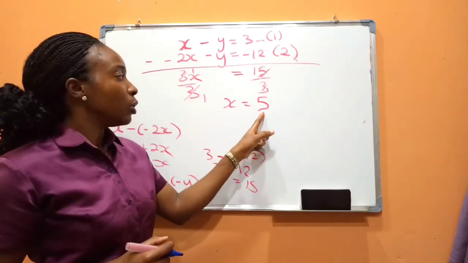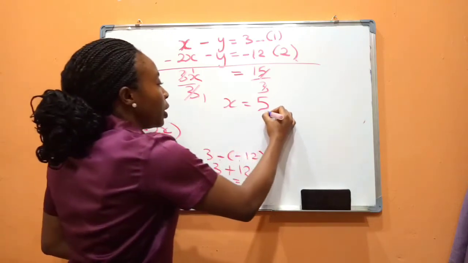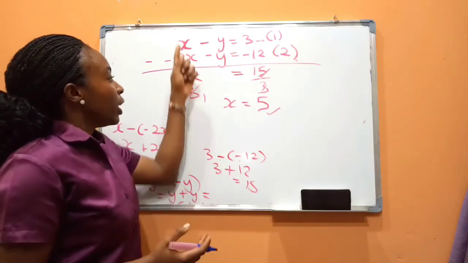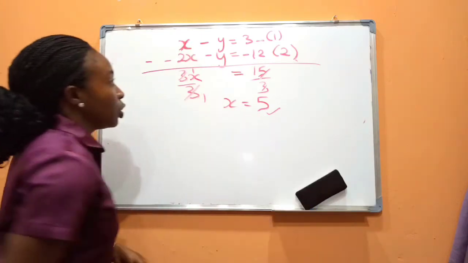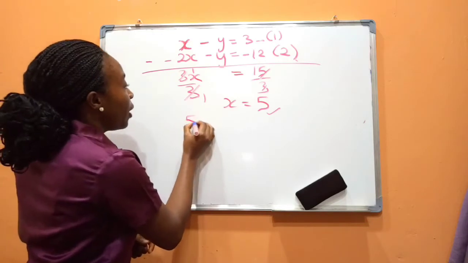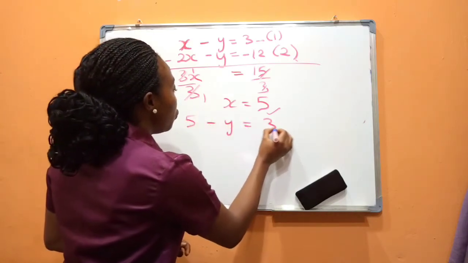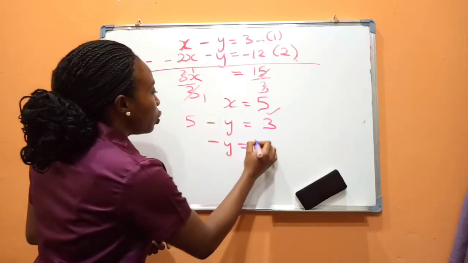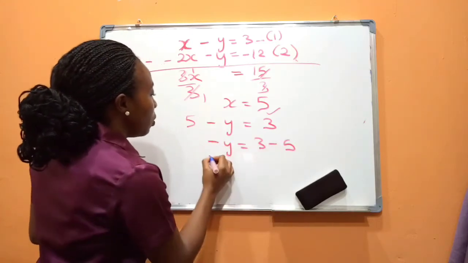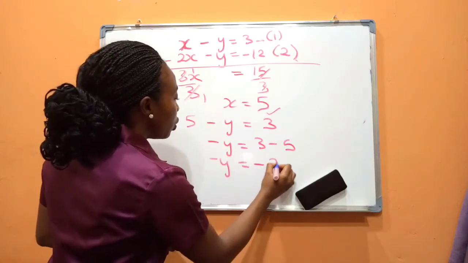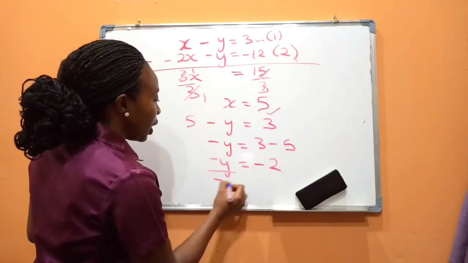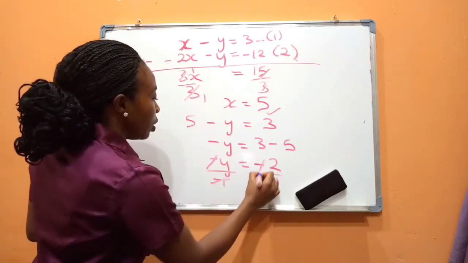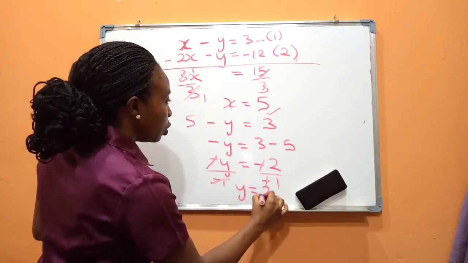Now we found the value of x. All we do is put x equals 5 in equation 1. So wherever we see x, we replace it with 5. So we are going to have 5 minus y equals 3. So we are going to have minus y equals 3 minus 5. Minus y equals minus 2. Dividing both sides by minus 1, this is going to cancel out. y is equal to 2.